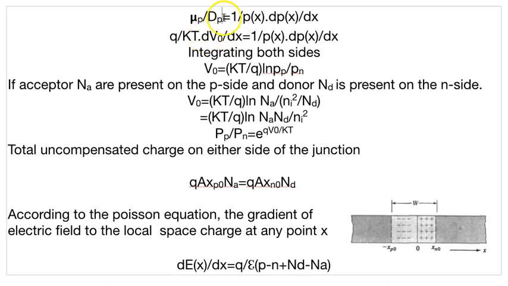Similarly here. Okay, this E will be equal to dV naught over dx, which is similar to 1 over concentration into differentiation of the concentration. If we integrate both the sides, we'll get V naught is kT by q natural log of Pp over Pn. That means holes in the P region over holes in the N region.